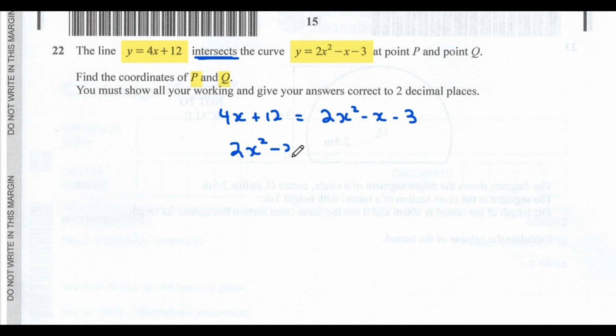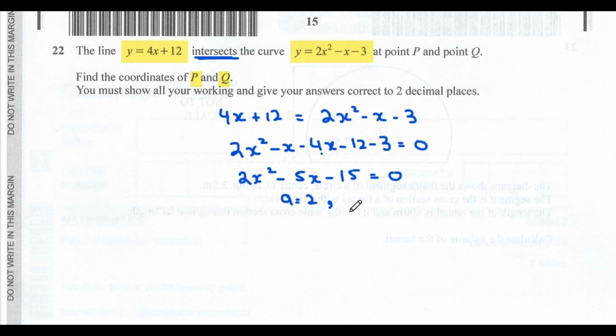So I'll equate both of the equations. After that, I'll bring all the terms to one side of the equation. So 2x squared minus x minus 4x minus 12 minus 3 equals 0. Now I'll solve the like terms. Minus x minus 4x would be minus 5x, and minus 12 minus 3 would be minus 15. This is a quadratic equation and I can solve it by the quadratic formula. The a value is 2, b is negative 5 and c is negative 15.